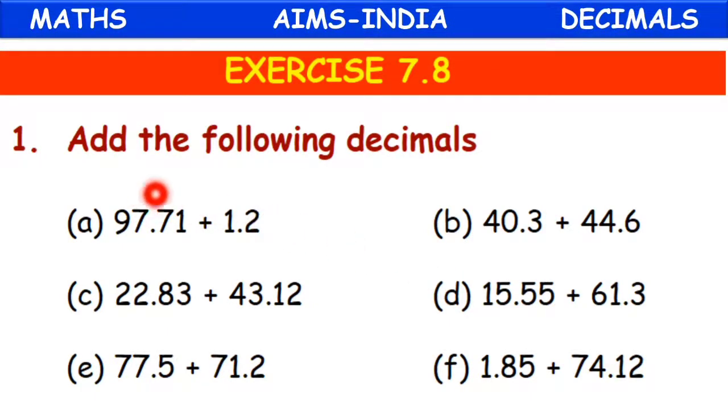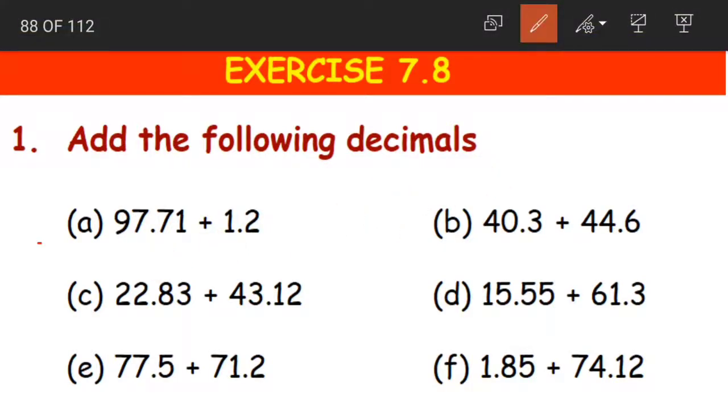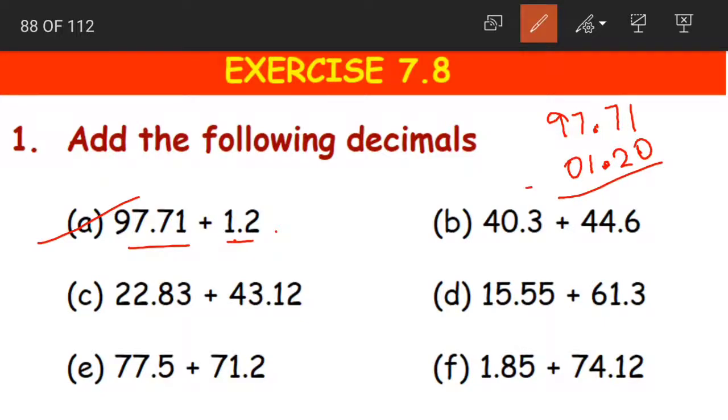Yes. Add the following decimals. Yes, children, we are having 6 questions here. I'll explain one and I hope you can solve the remaining ones. The first one is 97.71 plus 1.2. 97.71, then 1.2. Remember, the arrangement of the digits is important here. So the decimal point should be the same. So 1.2. In the remaining places, if you want, you can add zeros like this.